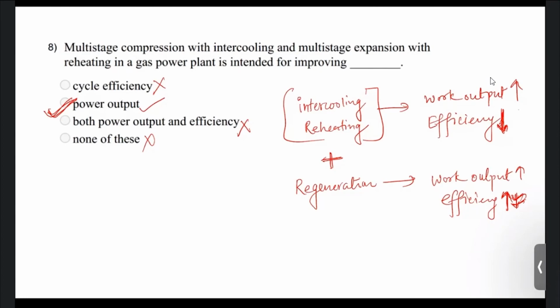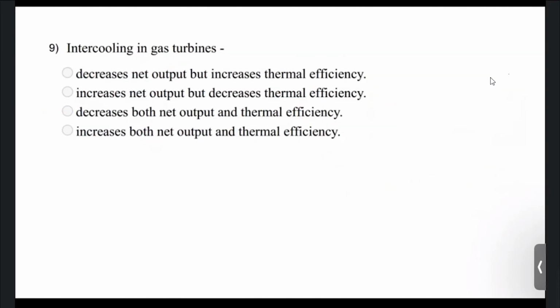Let's move to the next question. So here is the next problem: intercooling in gas turbines. So what happens with the intercooling? Decreases net output but increases thermal efficiency? No, it is the wrong option, because output always increases and efficiency always decreases. So the first one is the wrong option. Increases net output, that is right. Decreases thermal efficiency, that is right. So the second option is correct.